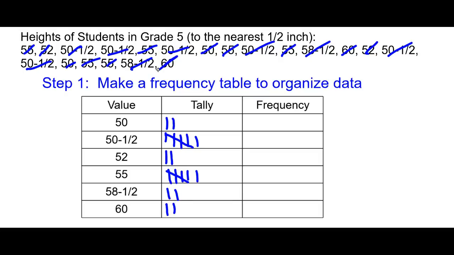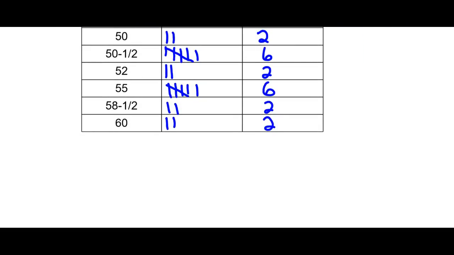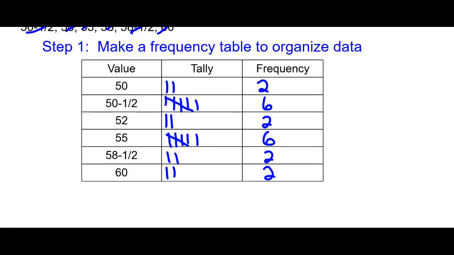Now we're going to just kind of count this up to make things easier. So we have 2 at 50, we have 6 at 50 and a half, 2 at 52, 6 at 55, 2 at 58 and a half, and 2 at 60. Okay, so what we're going to do is use that information in order to create a number line.